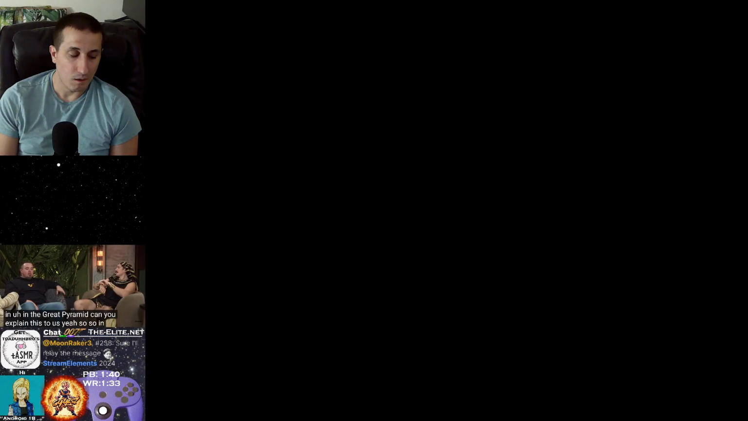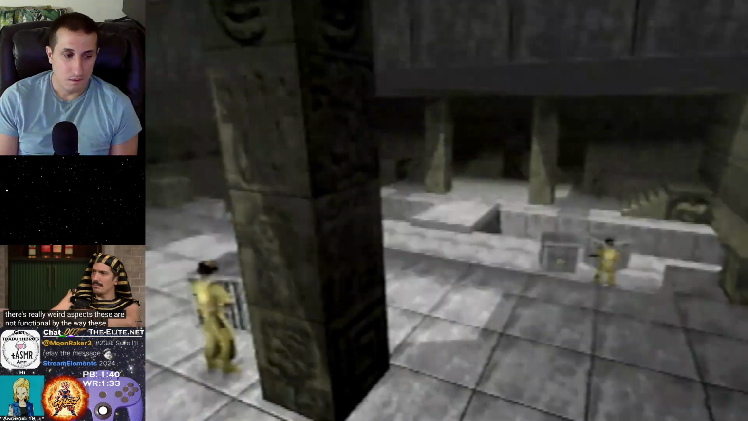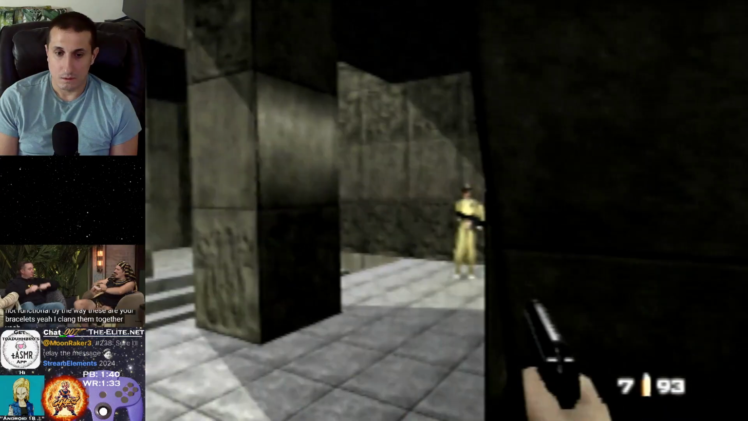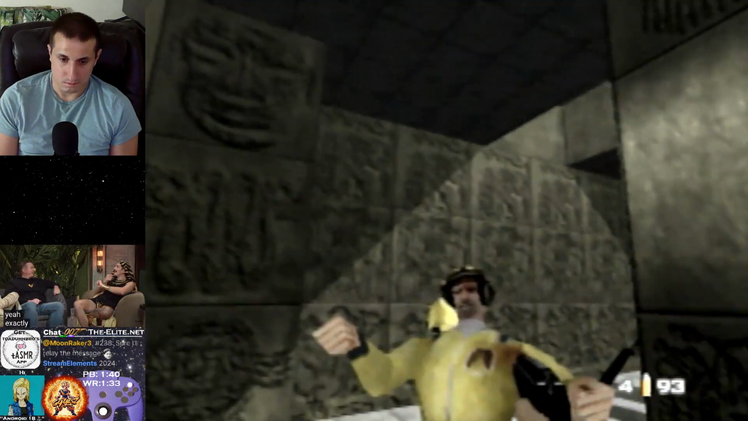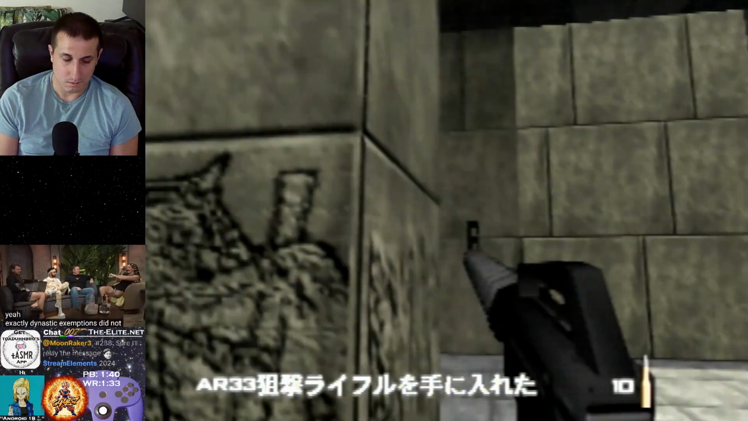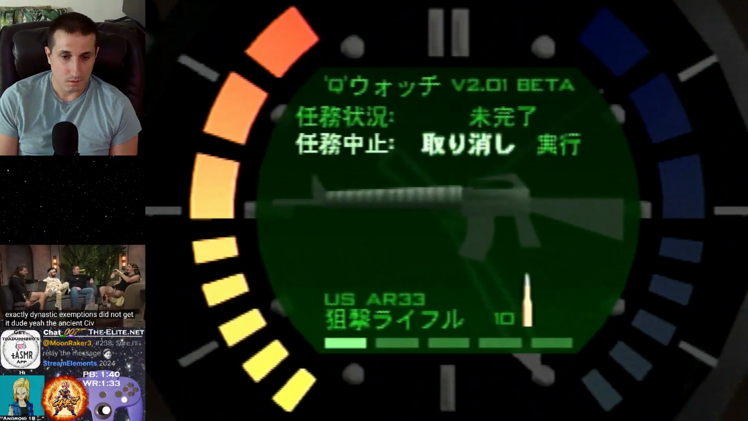Yeah, so there's really weird aspects to the Great Pyramid. These are not functional, by the way. These are your bracelets? Yeah. You know, like clang them together? Yeah. Oh, dynastic Egyptians, not that functional. Exactly. Dynastic Egyptians did not get it, dude. The ancient civ ones would've looked great, though. Yeah, they understand visuals, for sure.